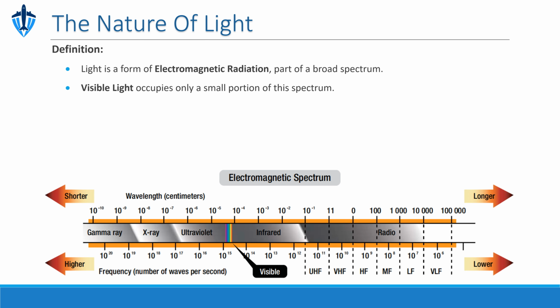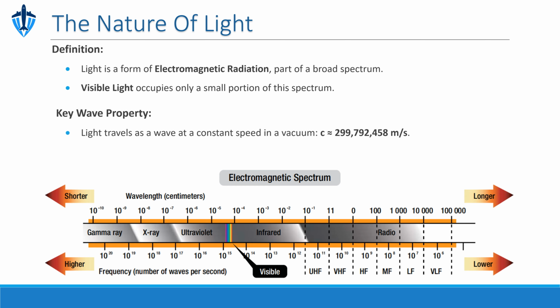Now, light behaves as a wave, and a key characteristic of any wave is its speed. In a perfect vacuum, light travels at an incredible constant speed, denoted by c, which is approximately 300 million meters per second. However, when light passes through any material, like air, water, or glass, it slows down. This slowing down is quantified by a property called the refractive index, n. For example, light travels slightly slower in air and significantly slower in water or glass. We'll see why this slowing down is so important when we discuss refraction later.